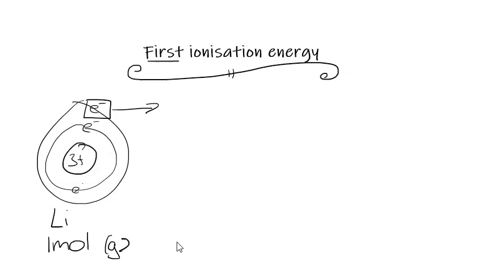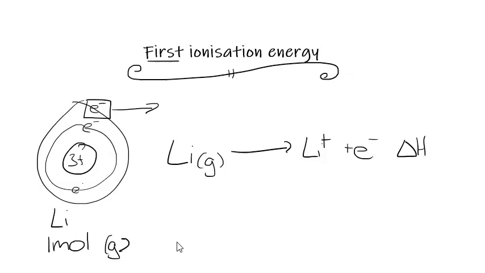So we could show this as a chemical reaction. If we were using lithium as an example, it would be 1 mole of lithium as a gas, and that would turn into a lithium cation because we've removed 1 electron, plus the electron that we removed, and we would show the change in enthalpy. The energy required to make this happen would be a positive value because it's going to be absorbing energy, and the units will be kilojoules per mole.